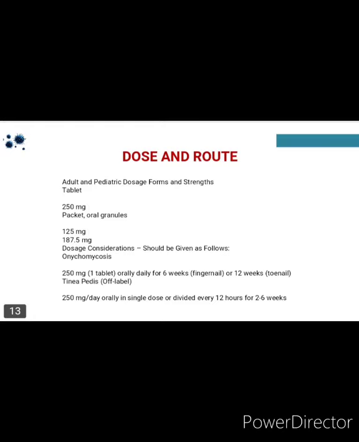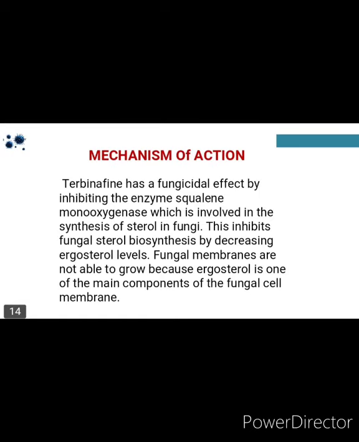Next is dose and route. For adult and pediatric doses, forms and strength: tablets 250 mg, packet oral granules 125 mg, 187.5 mg. Dose consideration should be given as follows: 250 mg, 1 tablet orally daily for 6 weeks for fingernail or 12 weeks for toenail. Tinea pedis, off label: 250 mg a day orally in a single dose or divided every 12 hours for 2 to 6 weeks. Mechanism of action.